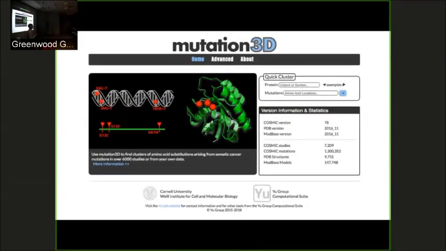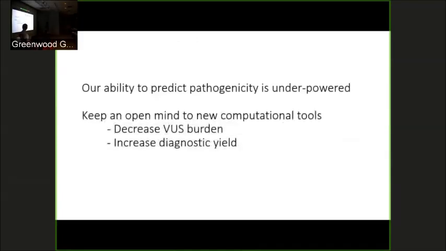In general, the cancer field is really driving this 3D modeling piece forward. They have a lot more data to work with, and now there are new prediction tools that become available that promise to be able to localize these mutations in 3D structures. So my message in concluding this section is that our ability to predict pathogenicity based on all this information is extremely underpowered. I don't advise that we change what we're doing immediately, but I like to think that we can keep an open mind to new tools that are coming about with the ultimate goal of decreasing the VUS burden and increasing our diagnostic yield.